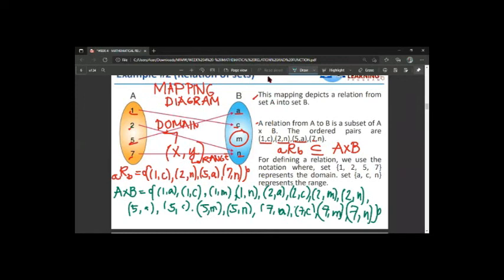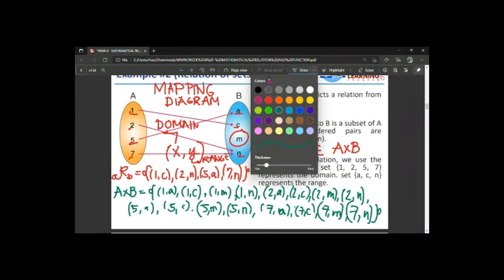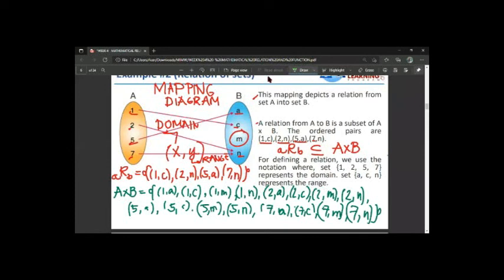So let's see if the relationship between A and B is really a subset of the Cartesian product of A and B. Because it says here, a relation from A to B is a subset of A cross B. Okay. So let's start with 1, comma C. If it's here, it's here. The 2, comma N is this. The 5, comma A is this. Then 5, comma A, this. Then 7, comma N is this.